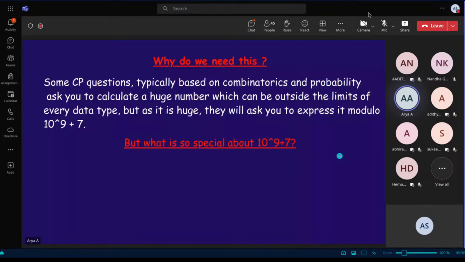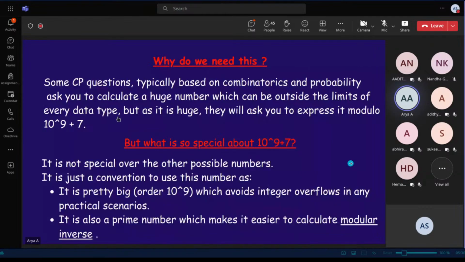But what is so special? Most of the questions will ask you to express it in modulo 10 power 9 plus 7. So what is so special about 10 power 9 plus 7? It can be any number. Why is it 10 power 9 plus 7? Actually speaking, as a number, it is not special over the other possible numbers. It is just a convention to use this number as it is pretty big, of the order of 10 power 9, which avoids integer overflows in any practical scenario. So it's used to avoid any kind of overflow.